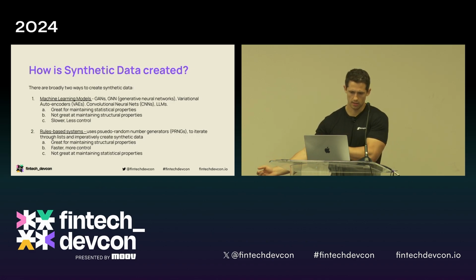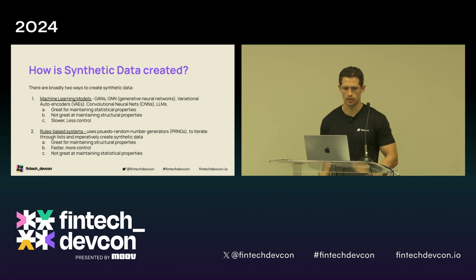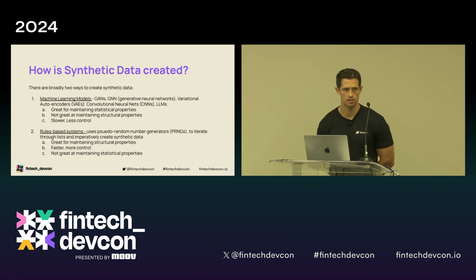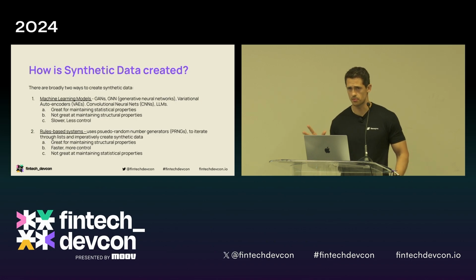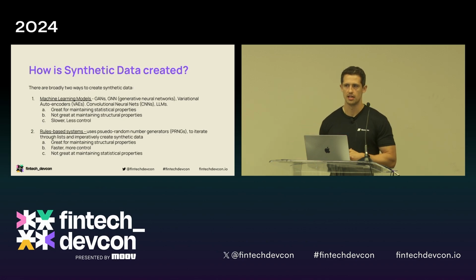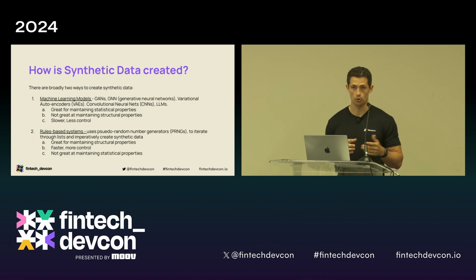The second way is, in some ways, a little bit less talked about, but I think it's just as important and just as useful: rules-based systems. Maybe not as sexy as machine learning models, but you could think of using something like a pseudo random number generator to iterate through a list and imperatively create synthetic data. So imagine having a list of 100,000 first names, last names, addresses, and you're mixing and matching these to come up with synthetic data that isn't through a machine learning model.